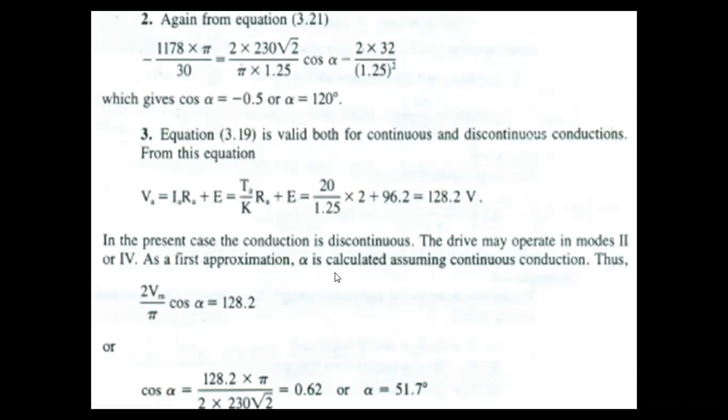First alpha is calculated assuming continuous conduction, and after that it is finally checked whether it is in discontinuous or continuous conduction. So 2 Vm by pi cos alpha is equal to 128. E is equal to 2 Vm by pi cos alpha. From that, E into pi by 2 into Vs cos alpha, we will get alpha as 51.7.